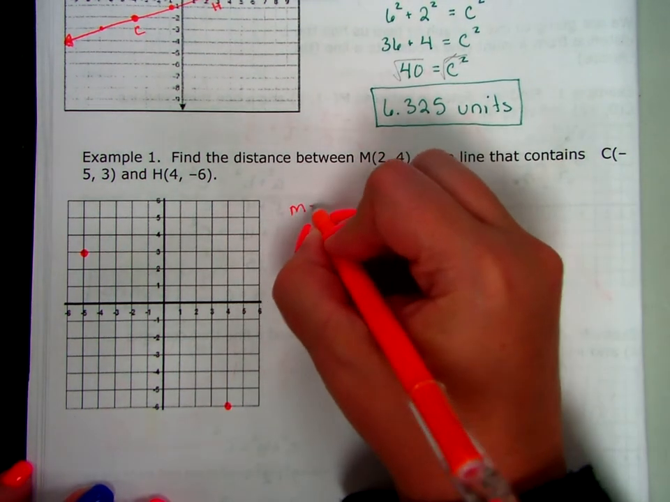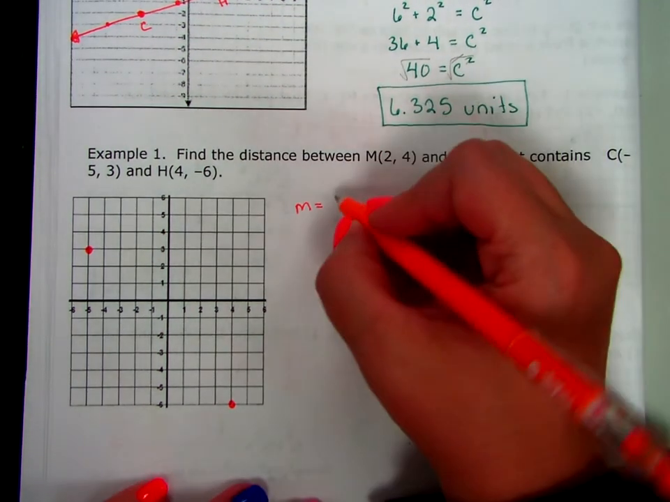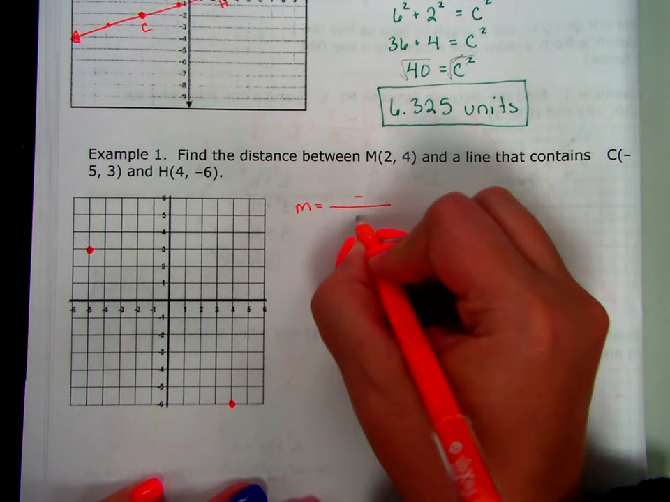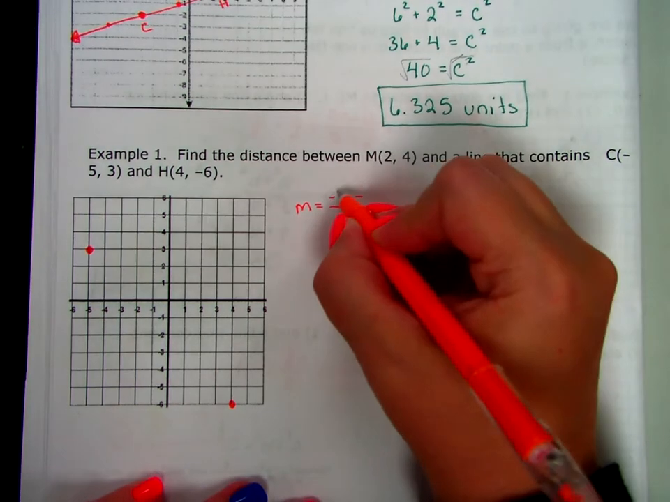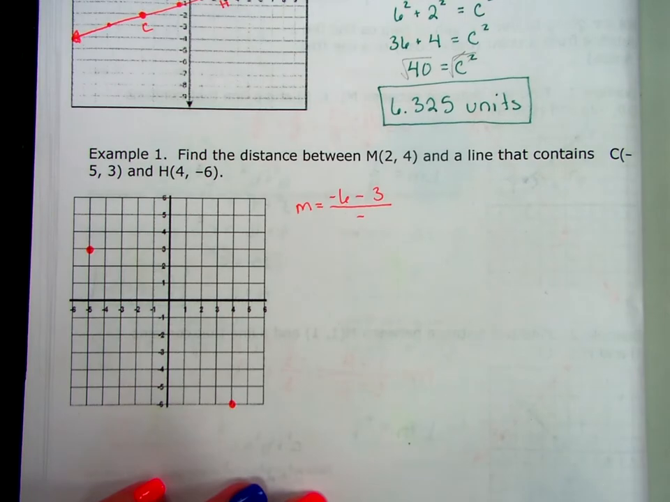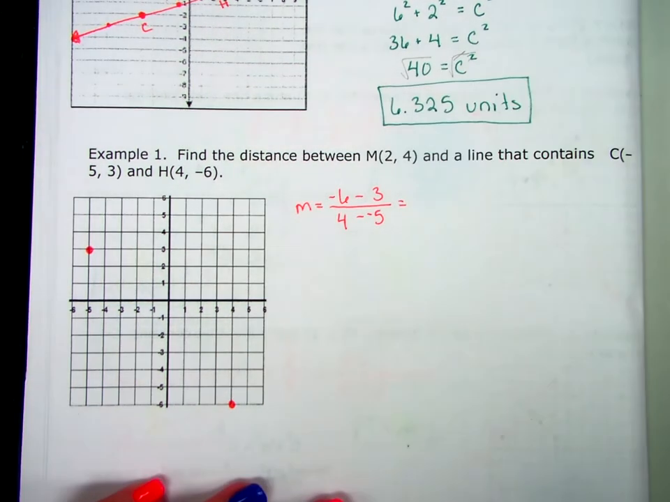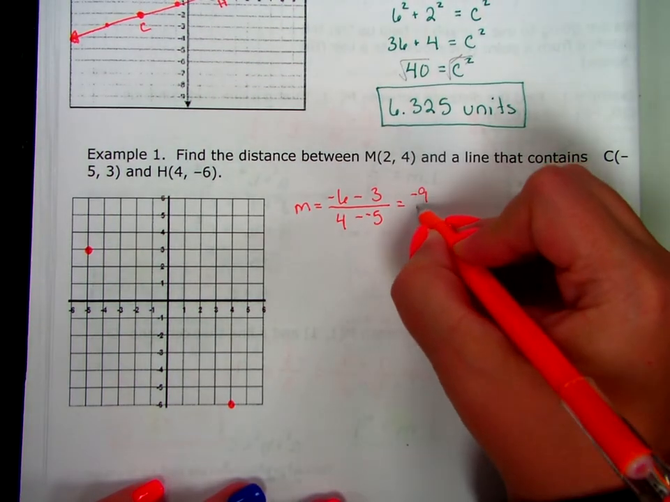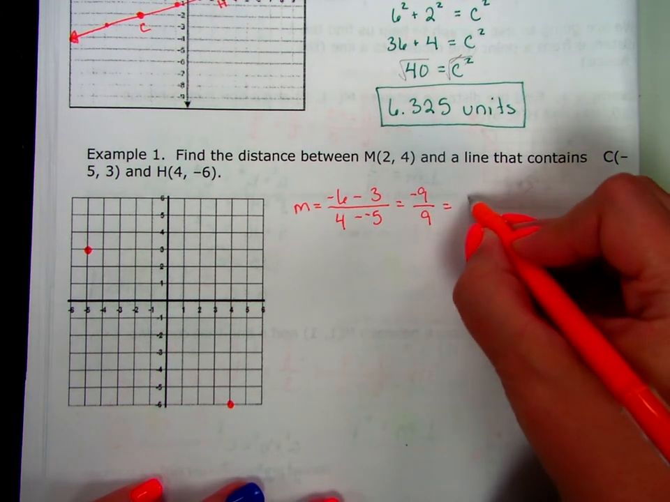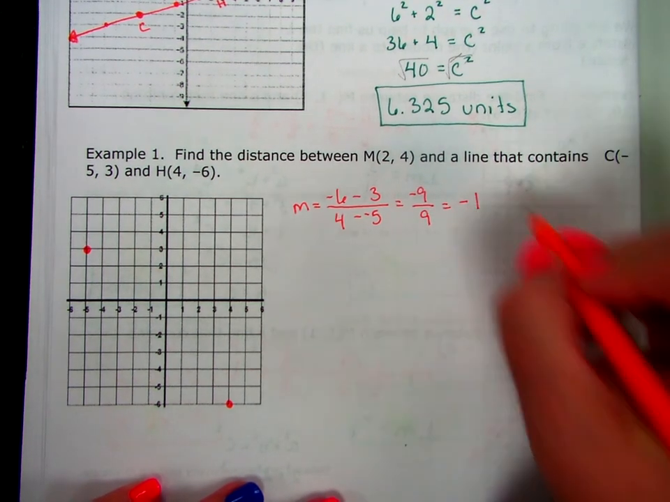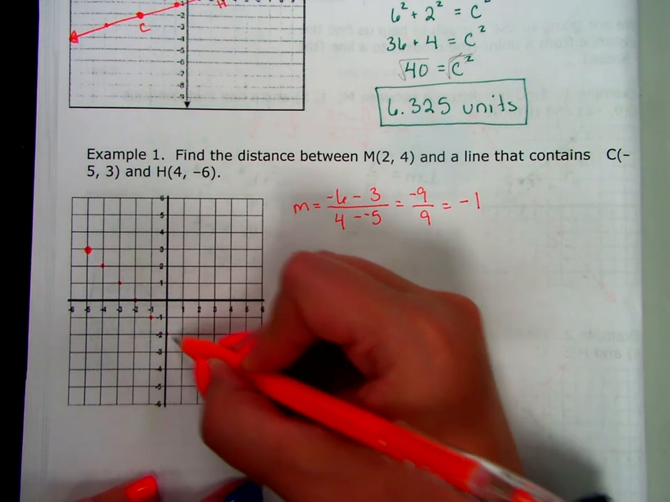So my slope, because if I can find shorter places to put points in there, that's going to be easier to draw that line. What am I going to subtract in the numerator? Negative 6 minus 3. And the denominator? 4 minus a negative 5. Negative 6 minus 3? Negative 9. 4 minus a negative 5? Positive 9. So that's going to be a negative 1. So down 1 over 1, down 1 over 1. The whole way.